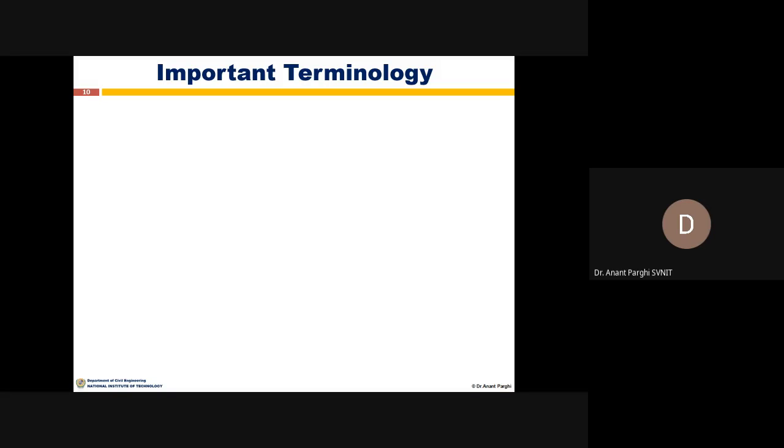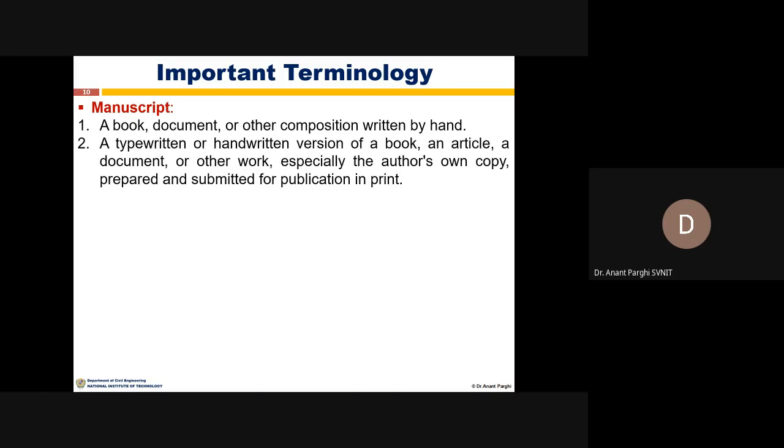What is a manuscript, right? A manuscript is a book, document, or other composition written by hand. We can define the manuscript as the typewritten or handwritten version of a book, an article, a document, or especially an author's own copy, which was prepared and submitted for publication in print.